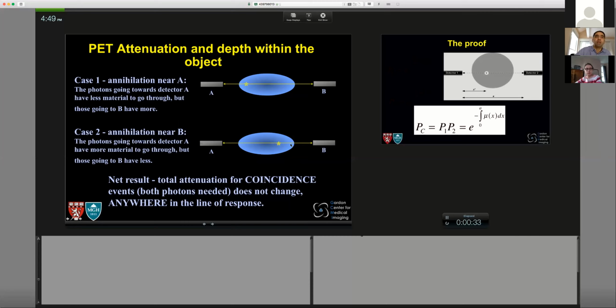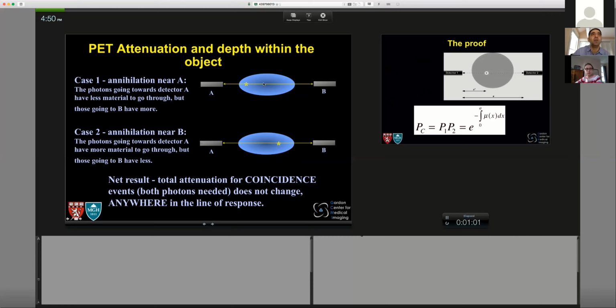So in reality, what matters for how much attenuation I get is not the location in the object. What matters is the total length that I go through an attenuating object in order to get out of that object for the activity to be detected. So the total attenuation for my coincidence depends on the total length of the line of response, not on the location within the object. And that's different than SPECT.